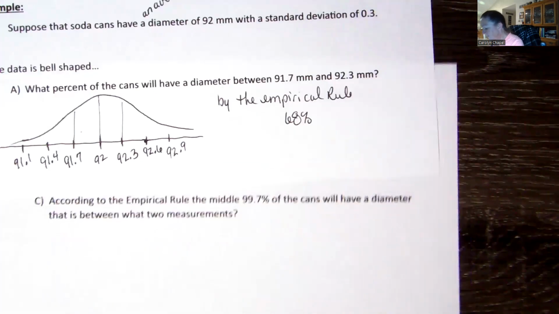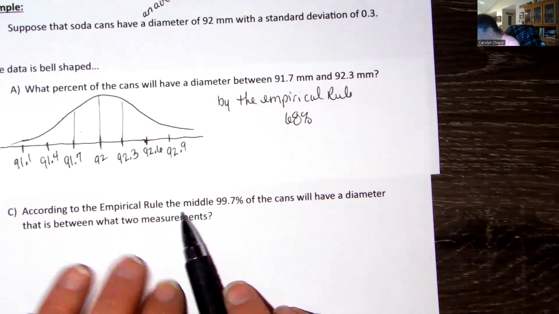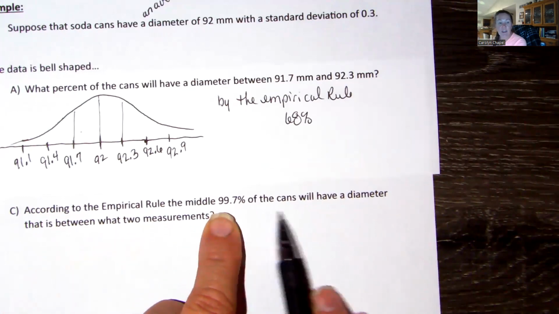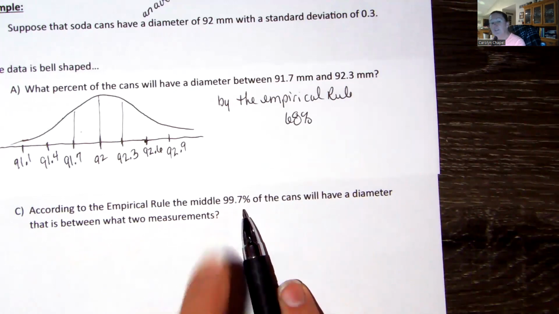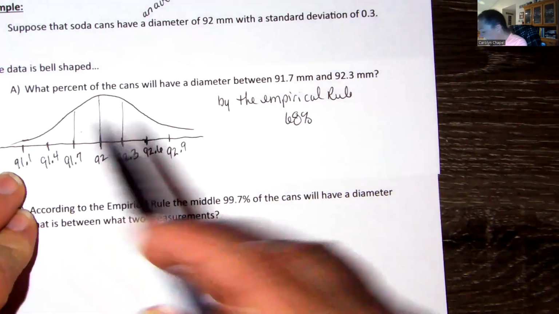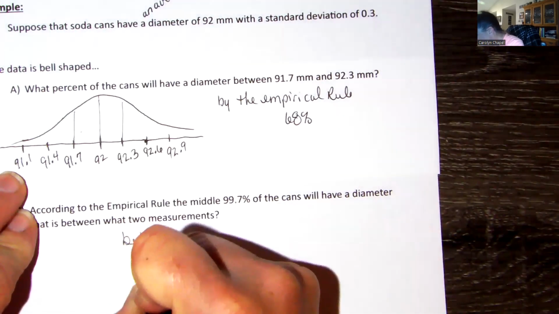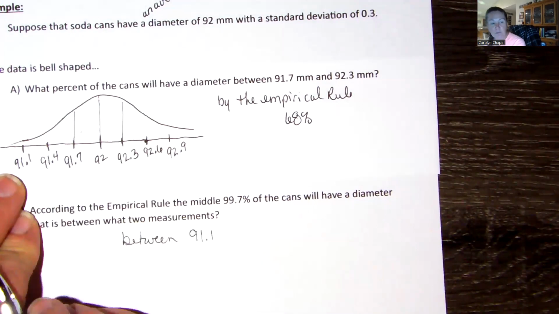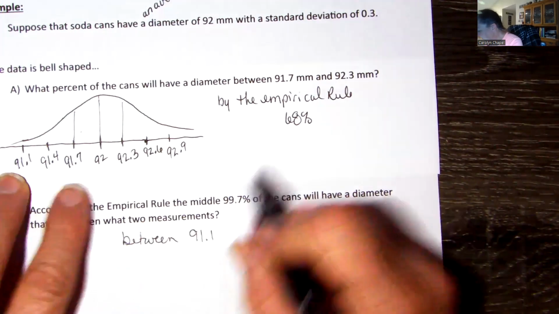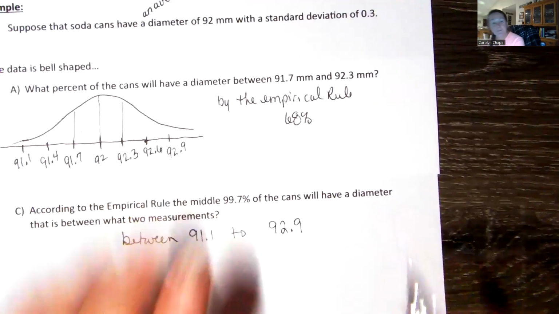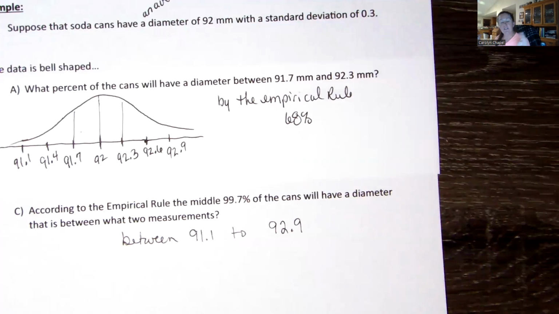All right, the next one says, where would the middle 99.7% of the cans be between? So 99.7, that's that magic third. So 3 up and 3 down. And we already did that. So that would be between 91.1, which is 3 down, 3 times 0.03 or 0.3, to 92.9. 3 standard deviations up, 3 standard deviations down.